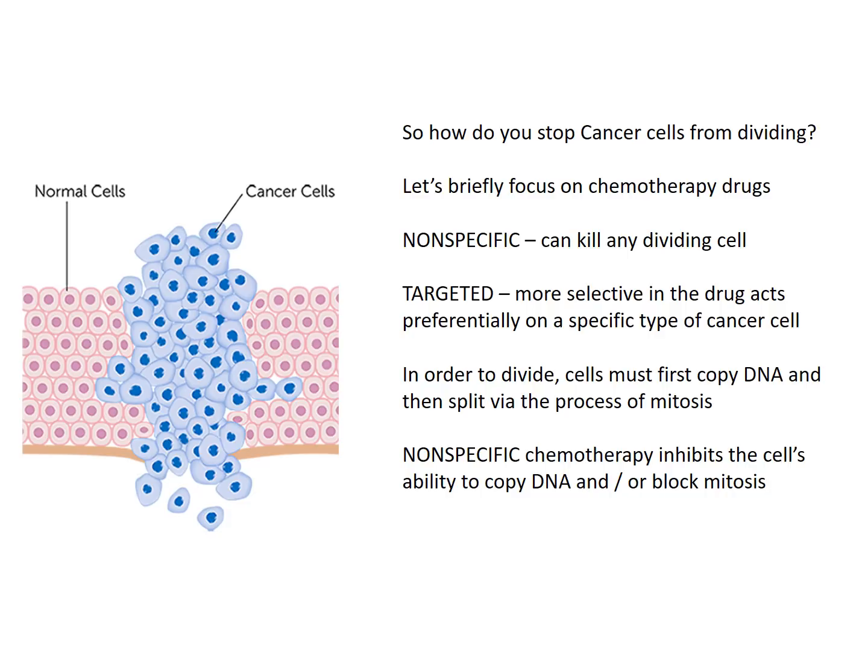A key part of a cell being able to divide, whether that cell is normal or cancerous, is that if that cell wants to divide, it has to copy DNA. So if you can stop the cell from copying DNA, if you can stop the cell from going through mitosis, you can stop the proliferation of the cancer. So a lot of the non-specific chemotherapy targets DNA, and a lot of the non-specific chemotherapy targets mitotic processes.